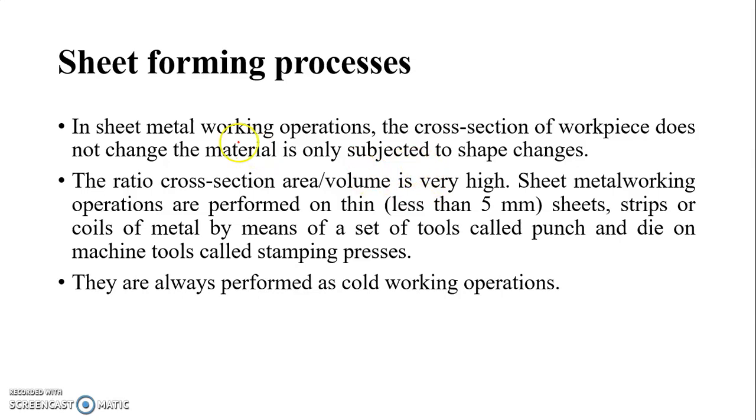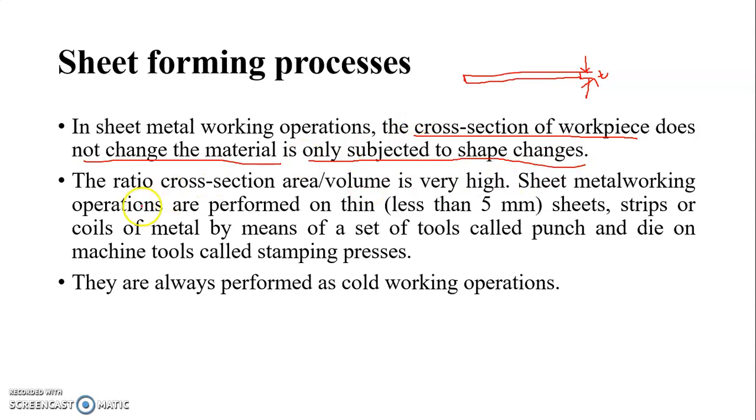Now the sheet forming process. The sheet forming process is done on sheet workpieces. The thickness of sheet workpieces is very small. Therefore, the work on that workpiece is called the sheet forming process. In sheet metal working operation, the cross-section of the workpiece does not change. The material is only subjected to shape changes.